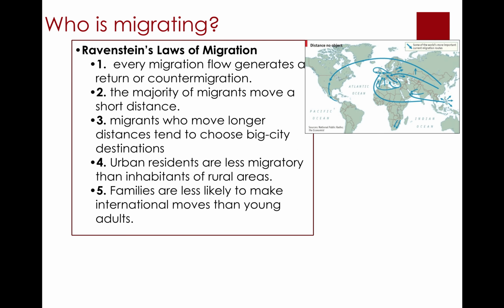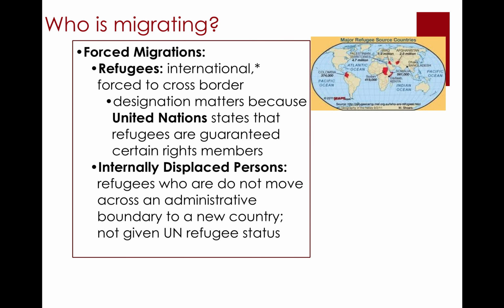Why do the majority of migrants move a short distance? Why are urban residents less migratory? And so on and so forth. So select one of these and explain why it is the case for me.